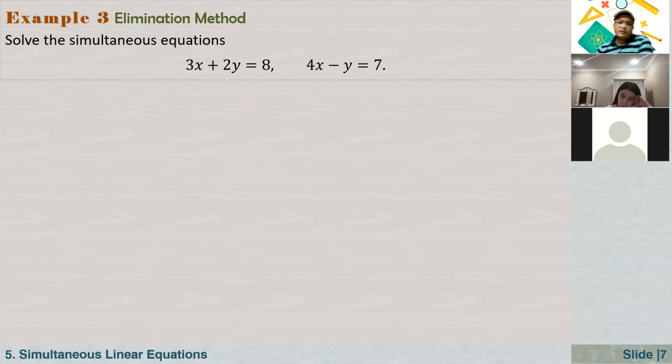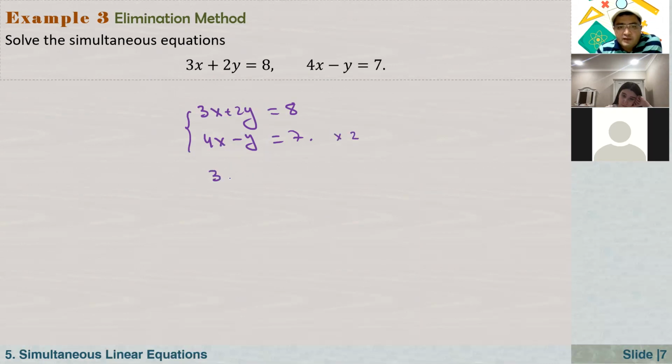How about if the coefficients are not the same? By doing some elementary operation, we can make them the same, right? 3x plus 2y is equal to 8, and here we have 4x minus y is equal to 7. Anyway, you don't have to know that name. If we multiply both sides of the equation by a non-zero constant, it does not change the solution. So using this fact, let me multiply the second equation, both sides, by 2.